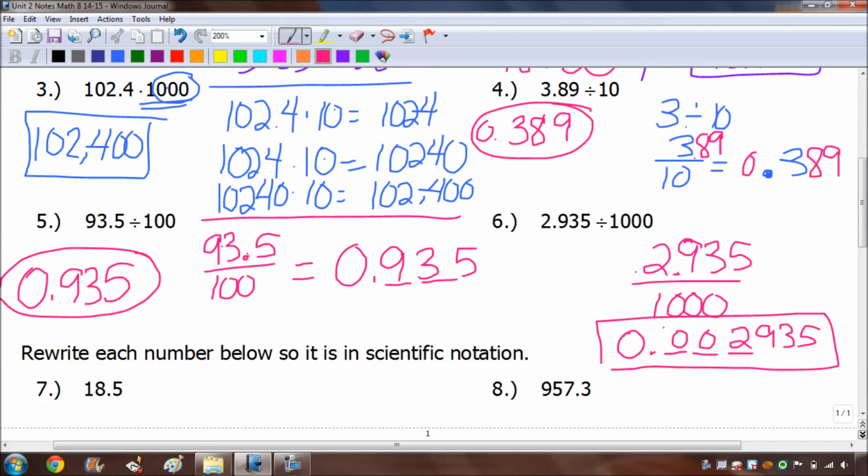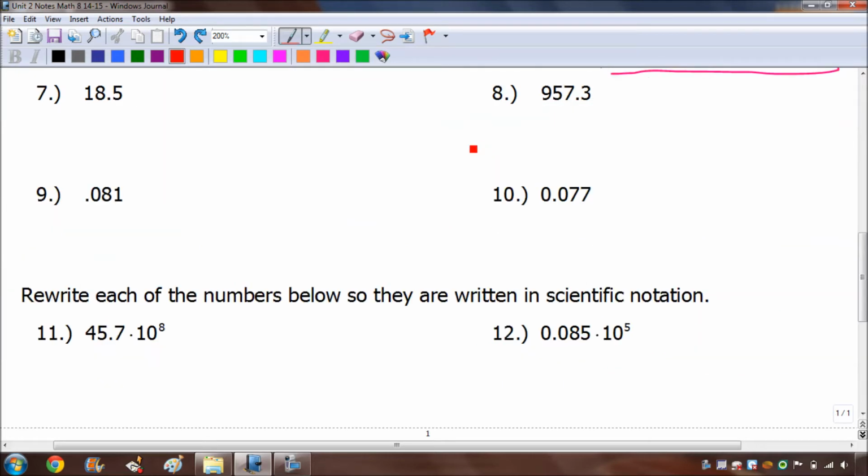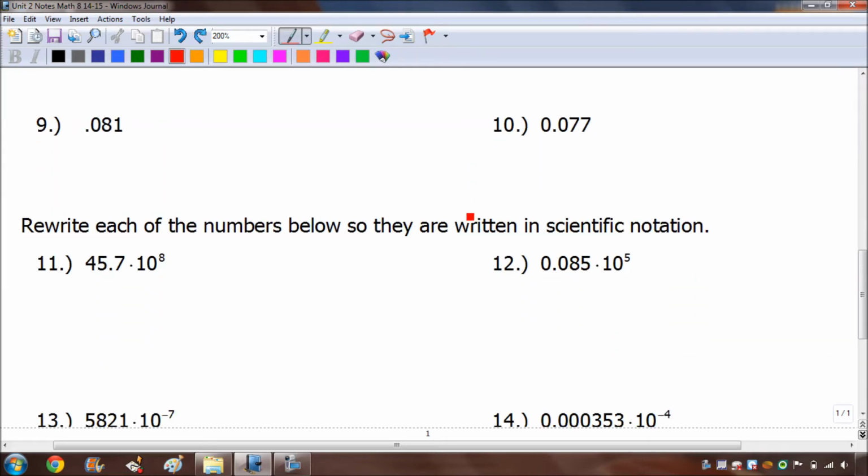Okay. Now, for these ones, when you're dividing by 10 or 100 or 1,000 or any multiple of 10, you can just move the decimal place over however many zeros there are in the number. So this has 1 zero, so I would move it over once, and I would get 0.389. This has 2 zeros, so I move it over twice, and I get 0.935. This number right here has 3 zeros, so I move it over 1, 2, 3 times, and that's how you get the 0.002935.